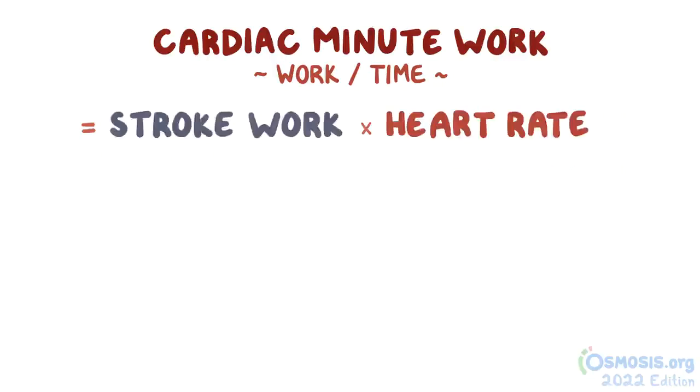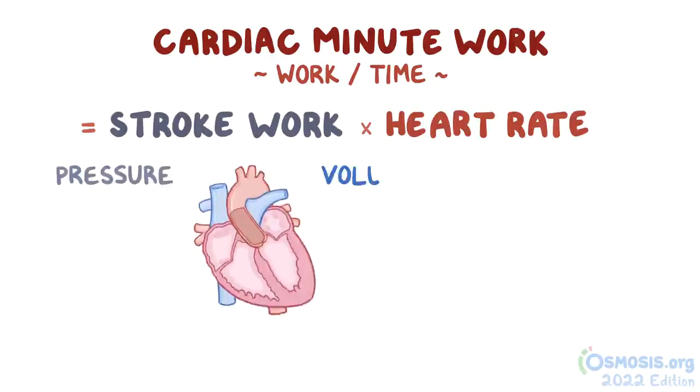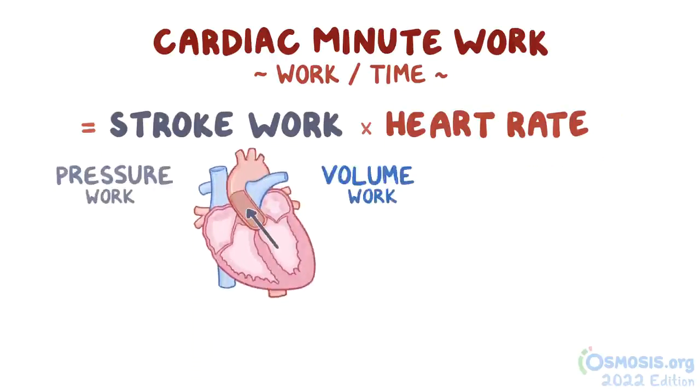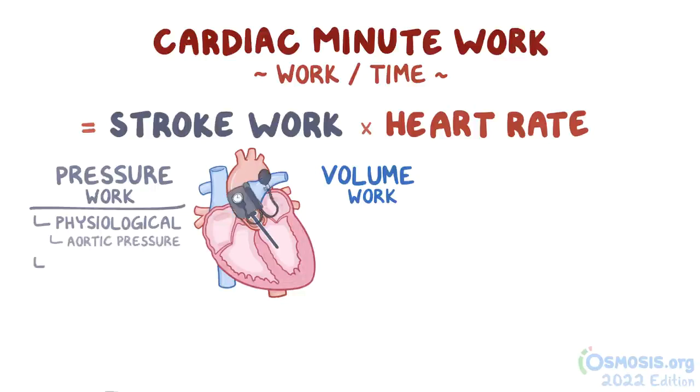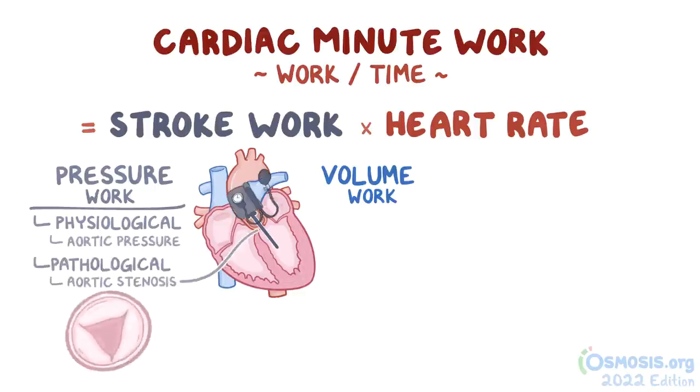Cardiac minute work has two separate components, pressure and volume work. Pressure work is the amount of work the left ventricle must produce in order to push the blood past any downstream resistance, which can be physiological, like aortic pressure, or pathological in conditions like aortic stenosis, when the aortic valve has a narrower opening. So the left ventricle must exert a much greater force to push the blood into the aorta.